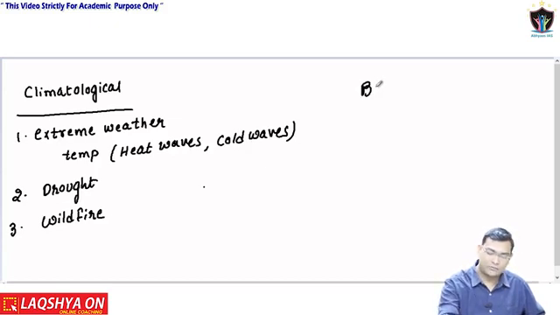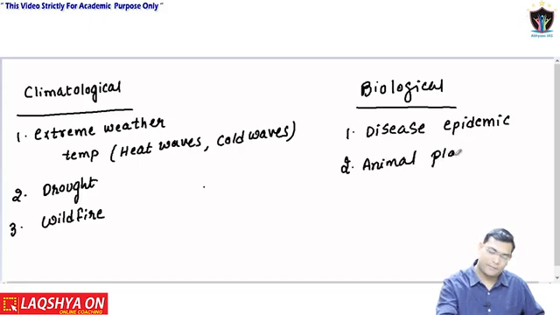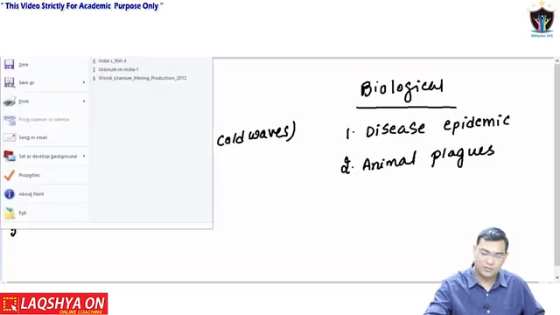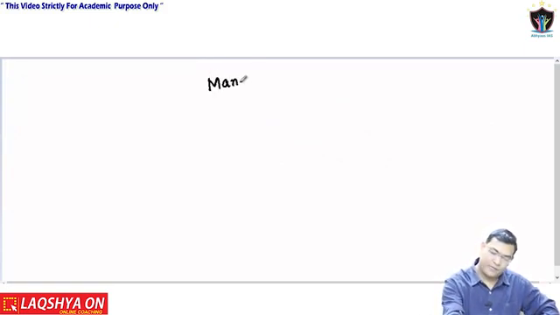Now, biological disease epidemics. Biologically disease epidemic, animal plague, plagues, right? So these are natural, these ones. Man-made causes. Now, man-made disasters.